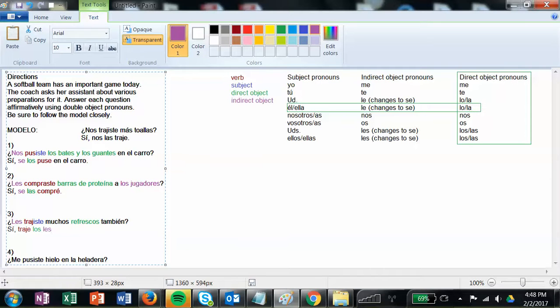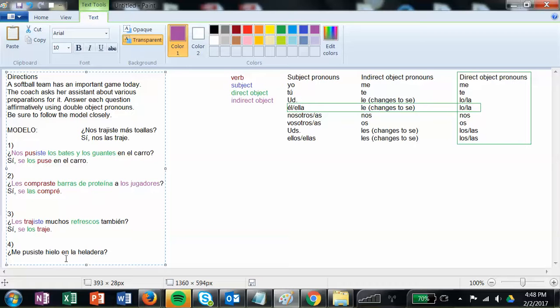Meaning the players, okay? And remember, your indirect goes first, then your direct, and all of this has to go in front of your verb, okay? And when your direct and your indirect both start with an L, then you have to change les to "se," okay?